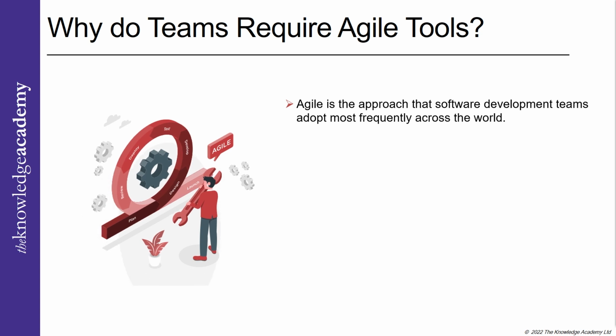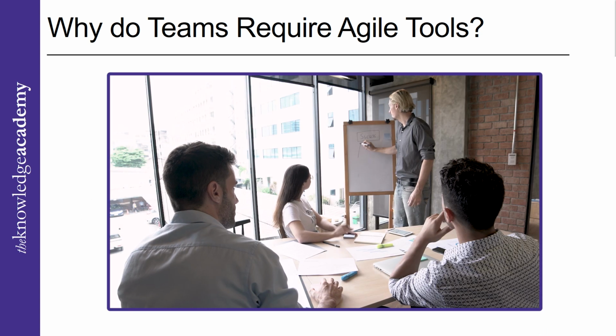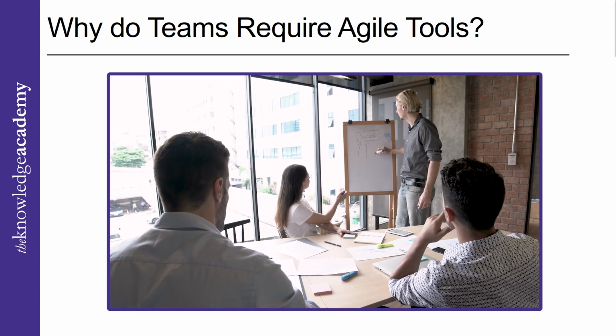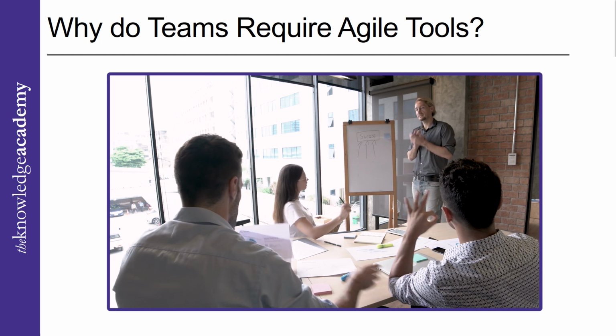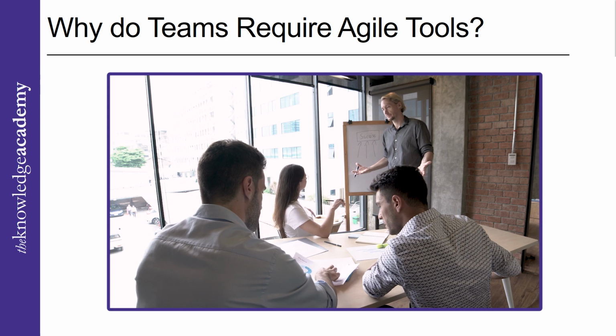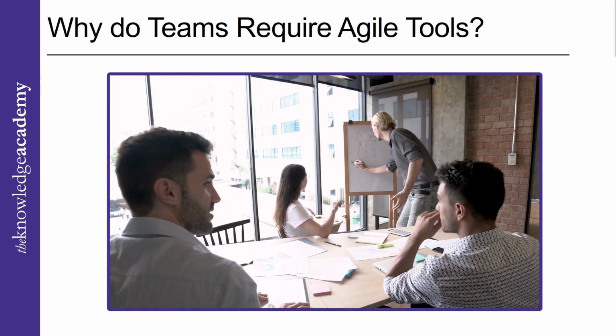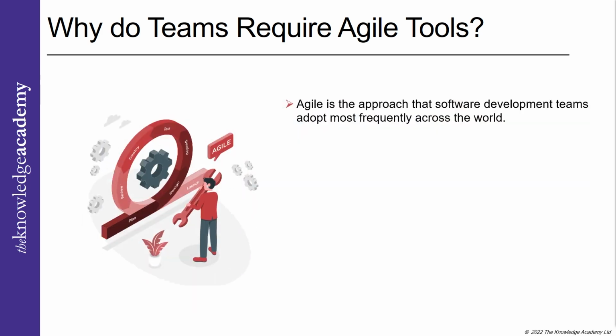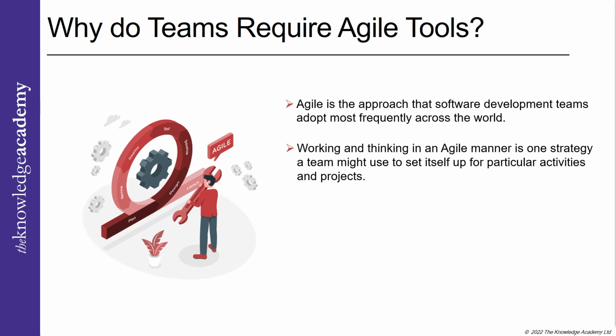When asked what it means, many development teams would likely try to define it in terms of the technologies they use and the various methods that they apply, such as Kanban boards, daily stand-ups, and Scrum meetings. While Agile uses several tools and techniques, they can only be utilized to define the methodology as a whole. Working and thinking in an Agile manner is one strategy a team might use to set itself up for a particular task or activity and projects.